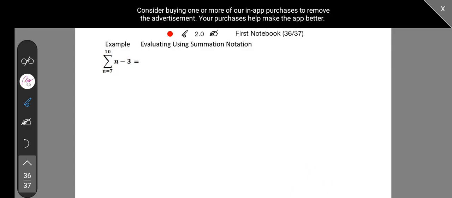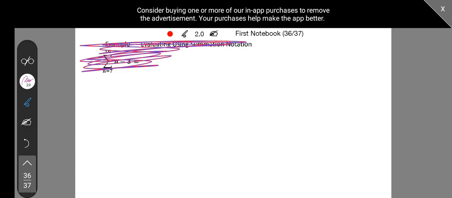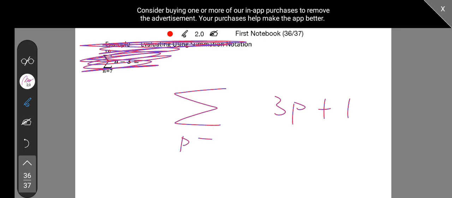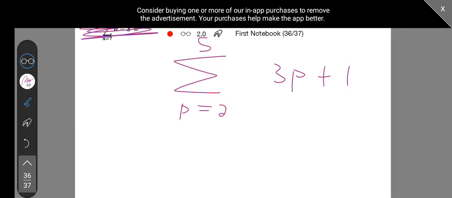So suppose we have another sigma. You can forget about this. Suppose we have another sigma. Let's say this time it's given as 3p plus 1. And here we've said that p is equal to 2. And here we write 5. Carry on. Find the number of terms. Pause the video and try it on your own. Then check the answer after.